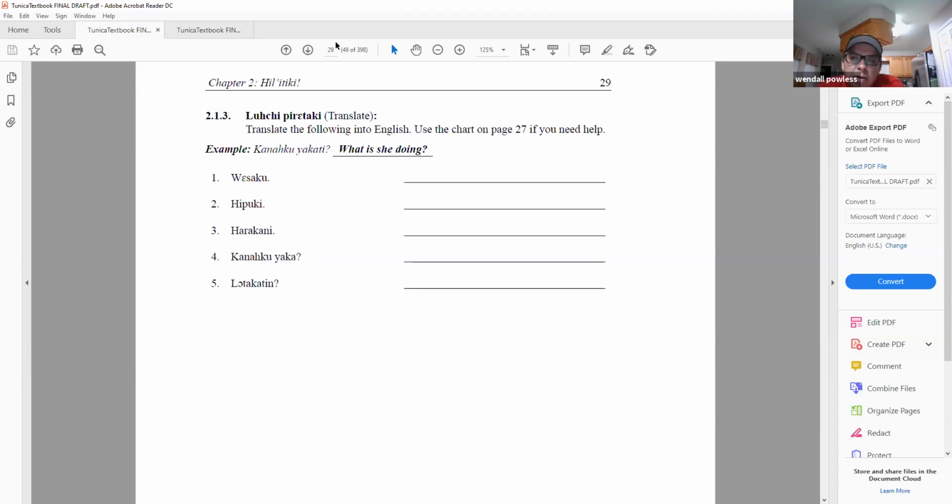Hatika, what do you do? Or what are you doing? To me, it's like the side profile of a girl, because of the ending, the yaka. It's like the girl with the side profile with a flip hairdo. That's what it reminds me of when I see kanak yaka. What do you do? Or what are you doing?